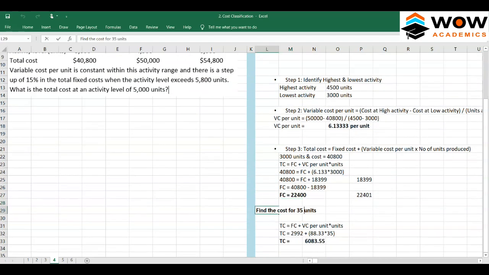How do we find out the cost for 5,000 units? See, at 5,000, the stepped fixed cost is not there. So we can take normally, what is the fixed cost? Fixed cost is 22,400 multiplied by 6.133 into units is 5,000, close the bracket. Okay, we'll get the answer.